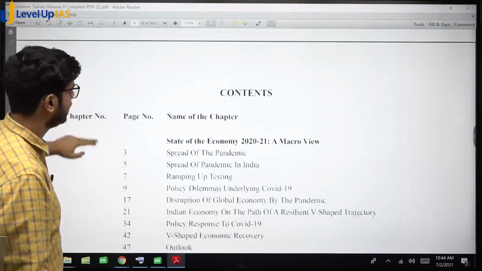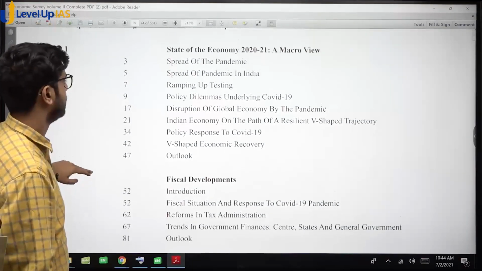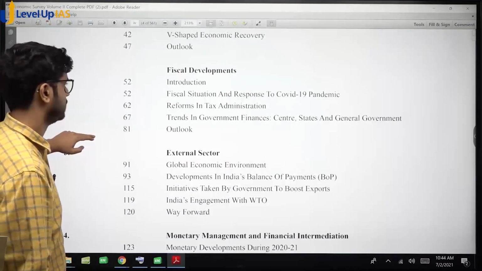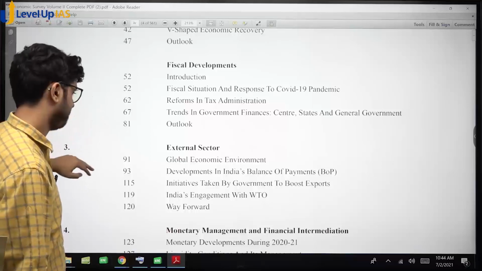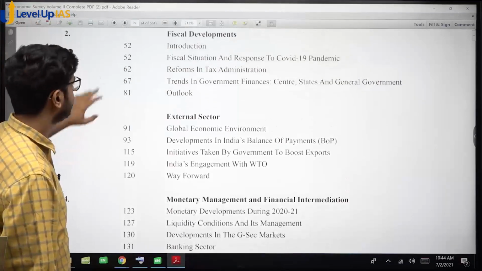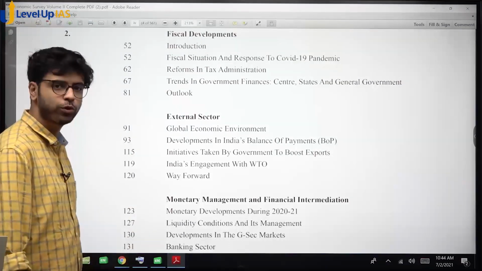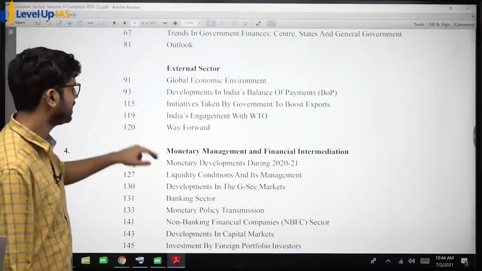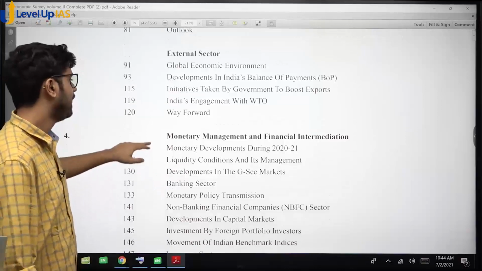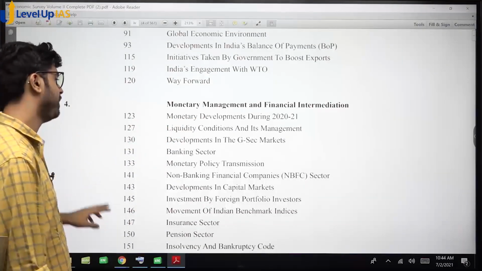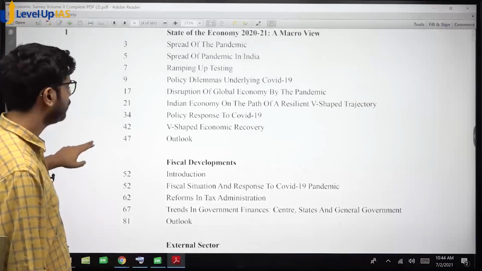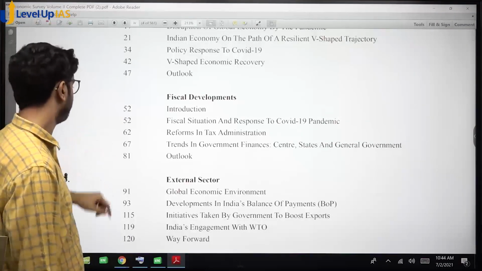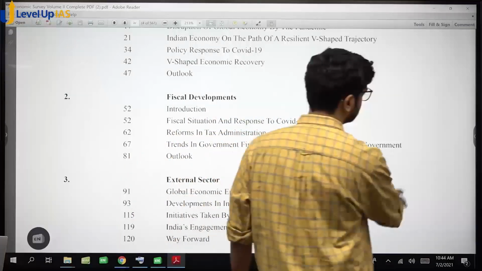I want to show you the index. See this. Let us quickly go through these 3 chapters. We'll just go through them to see whether we understand these 3 chapters or not. Fiscal developments, external sector except balance of payments, and monetary management and financial intermediation. Okay, I want to show you a few things about this, not more. So we'll do fiscal developments now. Page 52. Where is it?